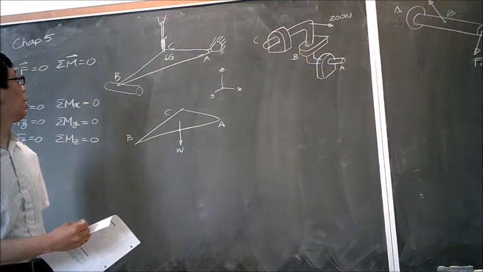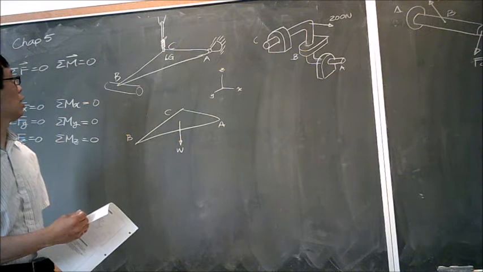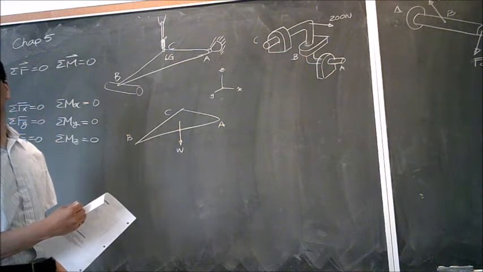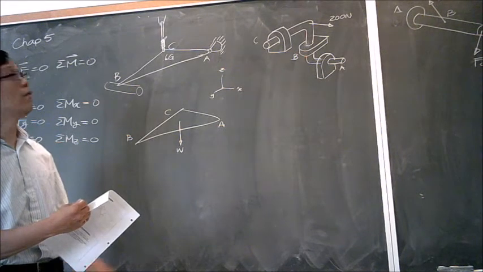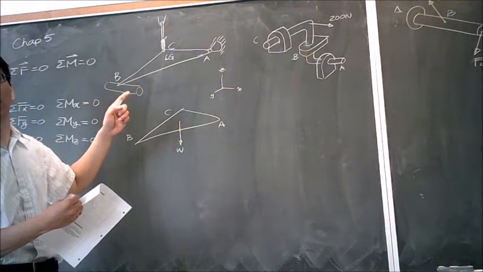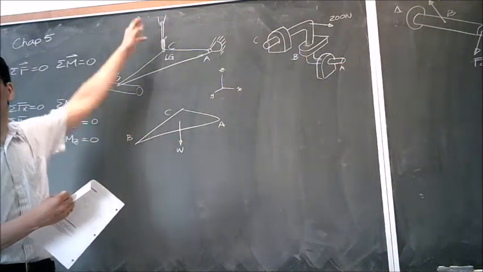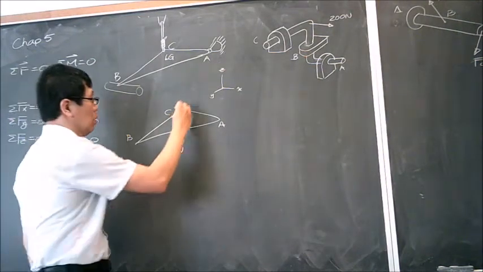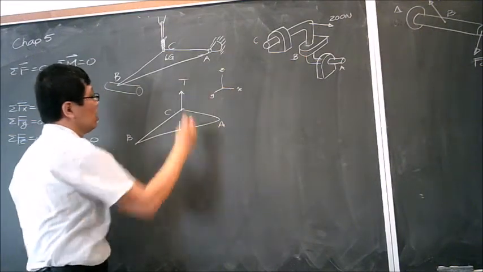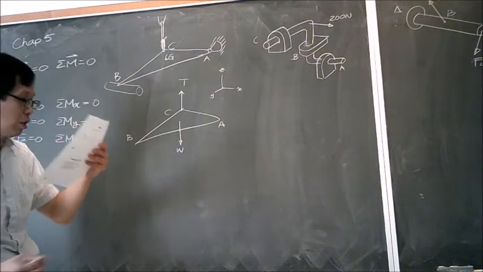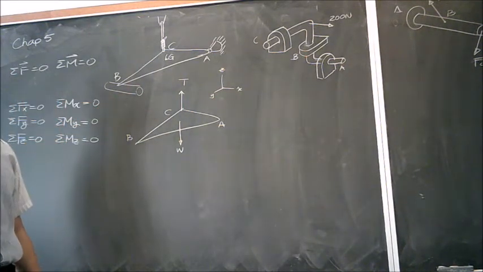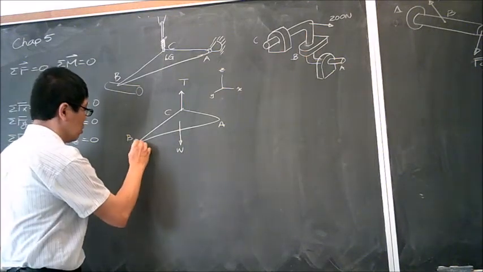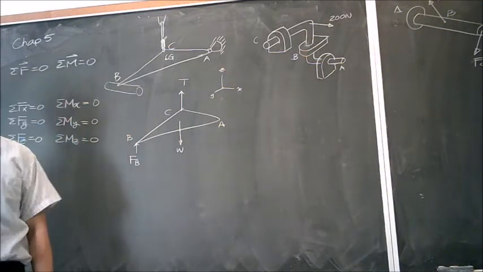Now, let's figure out what's going on for the other three connections. So, point C, what is it? Is it a pin joint, or is it a cable, or is it a ball, or whatever it is? What is this? Cable. So when it's a cable, what kind of configuration are we talking about here? Moving outward. So we have T over here. Let's name this one T. Okay. So how about point B? It's a roller. So when it's a roller, what do we have? One force perpendicular to the surface. Let's name this thing over here.